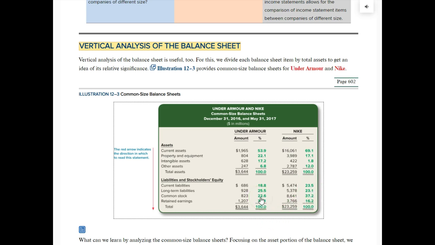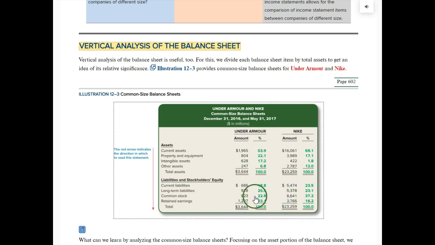Common stock, this shows you Under Armour is financing its company through sales of common stock by 22.6%, whereas Nike is up to 37.2. And then retained earnings, percentage-wise, Under Armour has retained more than Nike. Of course, dollar-wise, it hasn't because Nike is a much larger company.